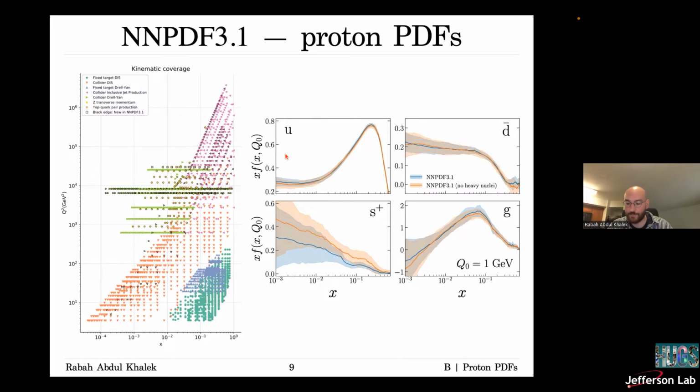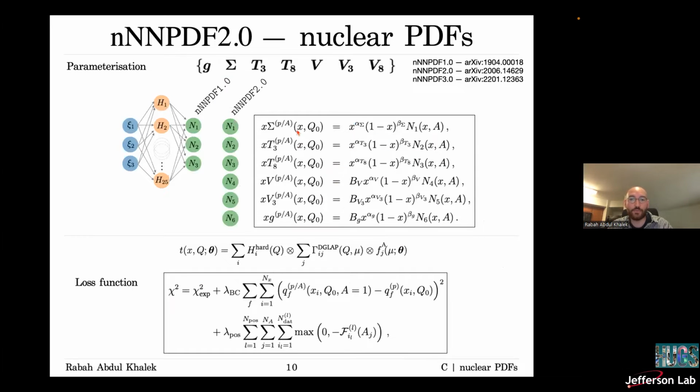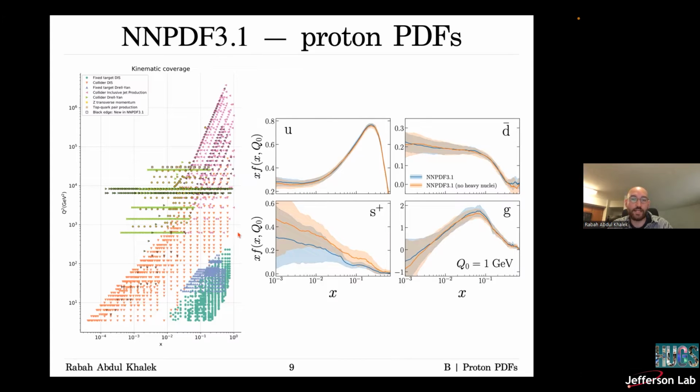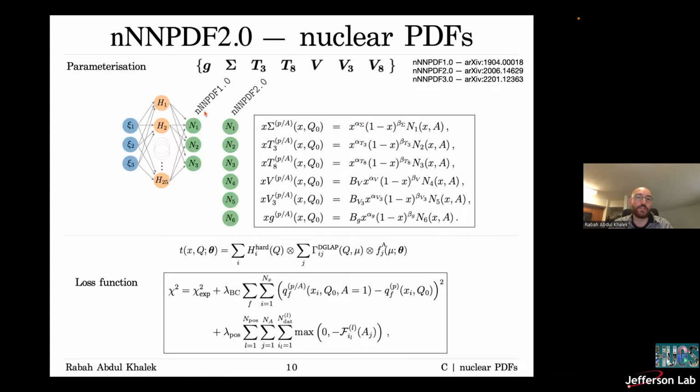I will stop here. I will stick just to proton PDFs at the moment. But what you should know is that there is also another framework for fitting nuclear PDFs, which has a completely different architecture and different input features.